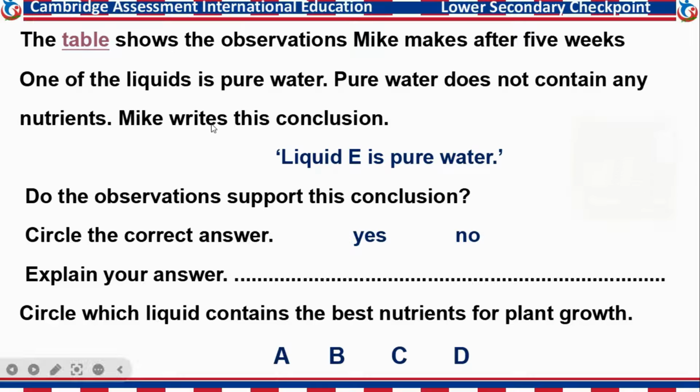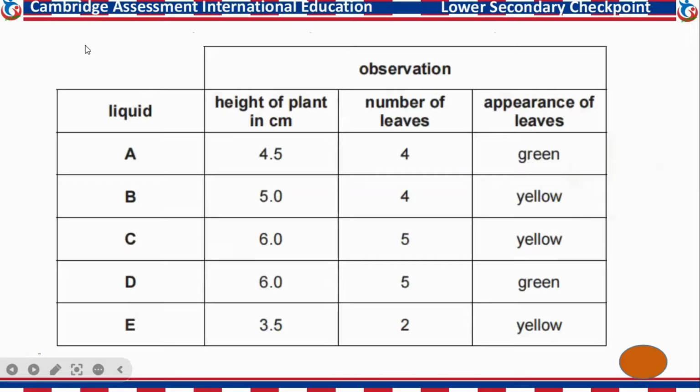Do the observations support this conclusion? So we have to answer yes or no and circle that. He said liquid E is pure water. Now let's look at the table. Is liquid E truly pure water? Look at liquid E down there. This is liquid E here. Based on this observation, the height of the plant is 3.5 centimeters. Number of leaves, 2. Appearance of leaves, yellow.